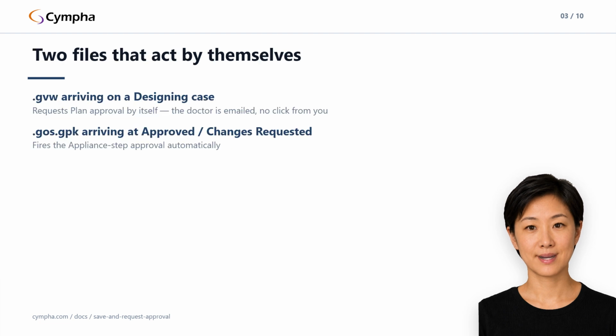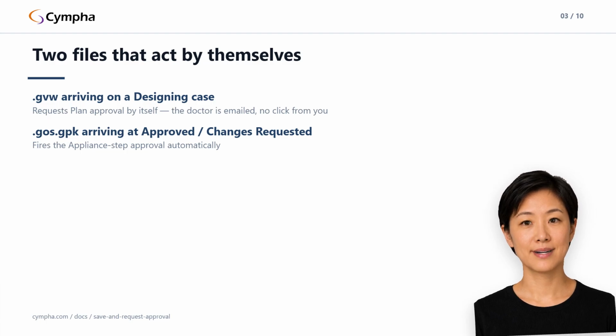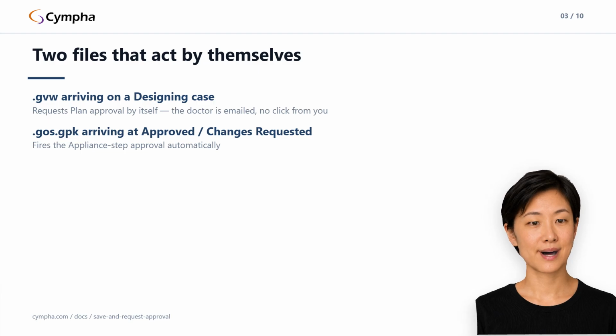The GVW review file is more than an upload. When it arrives via the agent on a case in designing, it requests plan approval by itself. The case flips to awaiting approval and the doctor is emailed, with no button click from you. That's a feature, not a hazard, but it has one consequence: export the review file when the plan is genuinely ready to be seen, not as a checkpoint save.